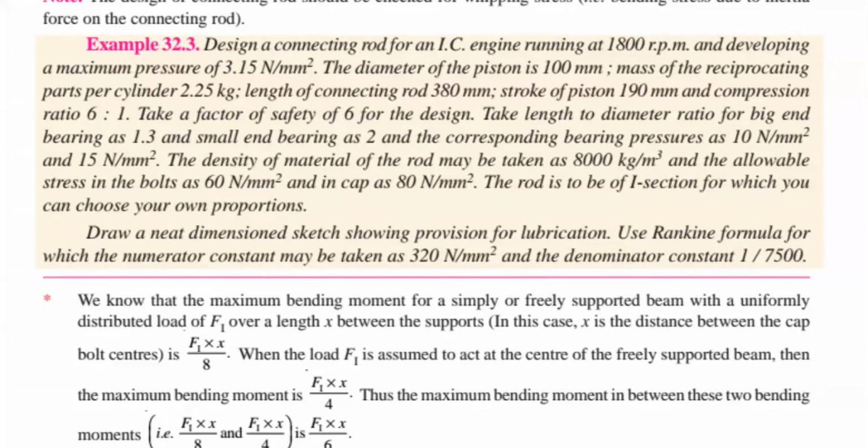The rod is to be of I section, for which you can choose your own proportions. This is very, very important. Draw a neat dimension sketch showing provision for lubrication. Use Rankine's formula for which the numerator constant may be taken as 320 Newton per mm square, and the denominator constant is 1 by 7,500. So these are the given data we are having.